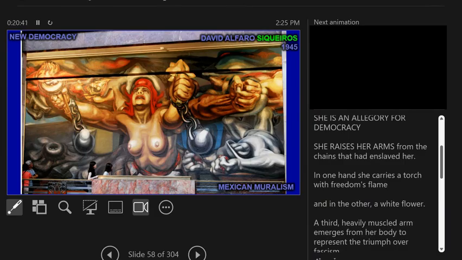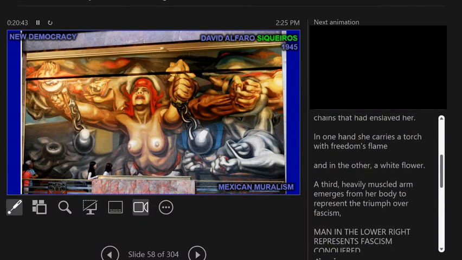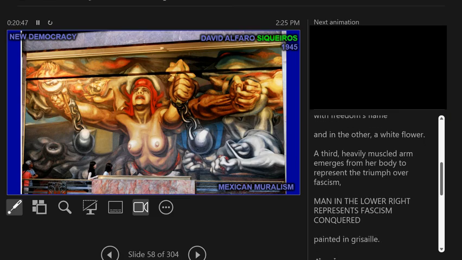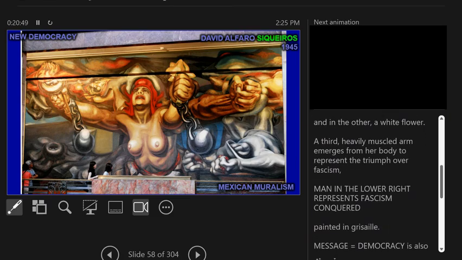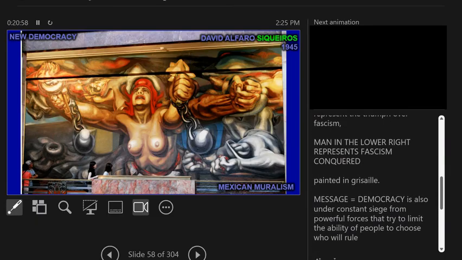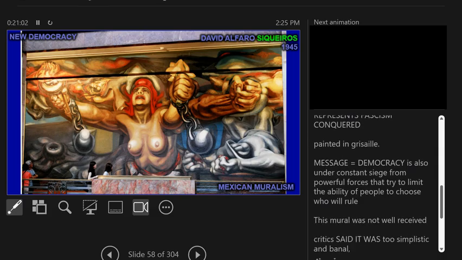She raises her arms from the chains that have enslaved her, and in one hand she carries the torch with freedom's flame, and in the other hand she carries a white flower. There's a third heavily muscled arm that comes out from her body to represent the triumph over fascism. The man in the lower right of the painting represents fascism conquered.